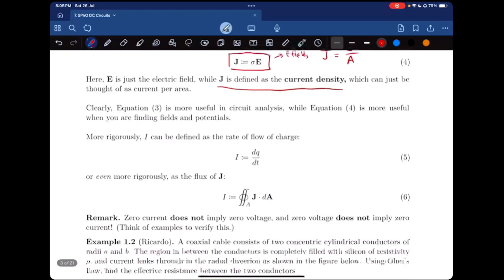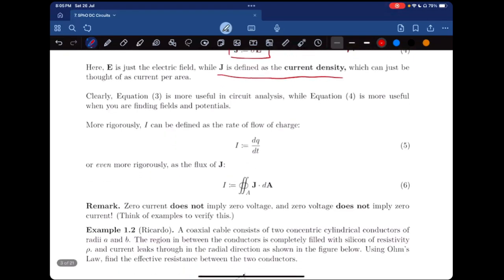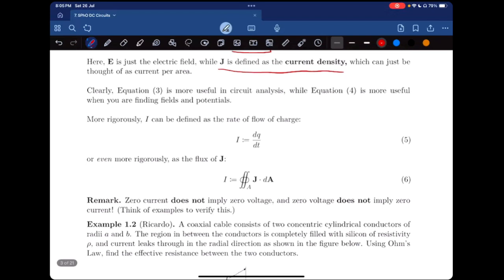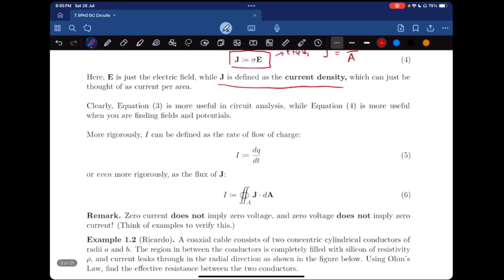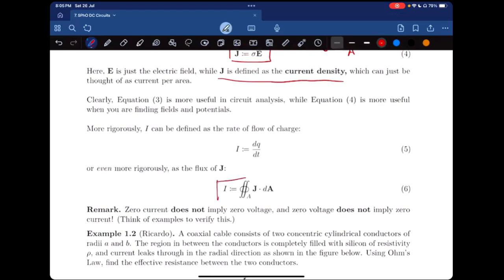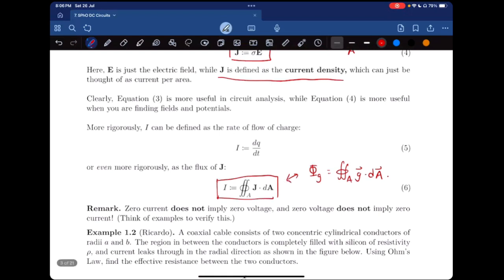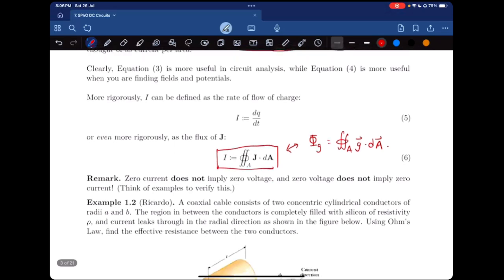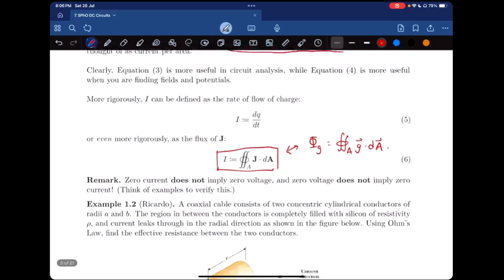Okay. So we also have the definition of current as the rate of flow of charge, or even more rigorously, you can think of it as the flux of the current density. This is similar to how we defined things like our gravitational flux before. Remember that this was defined as this. So it's quite similar in a sense. Or you can also think of your electric flux, both work. Okay, so these are all just definitions.